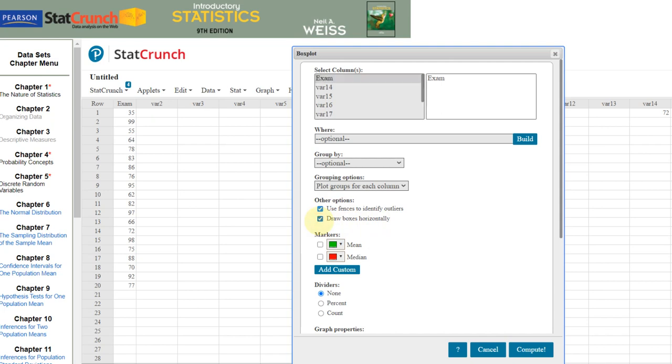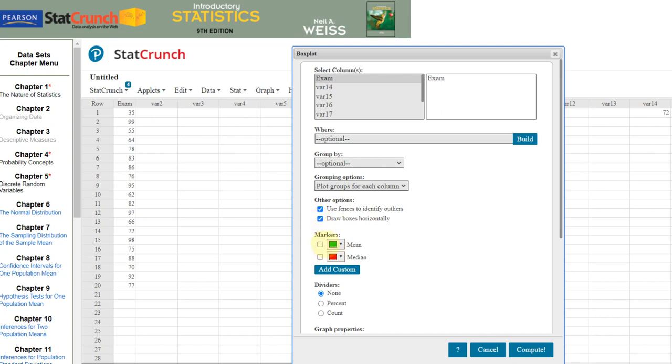And the reason is that I can connect to it better using the number line, because the number line goes in a horizontal direction. So I can quickly project minimum, Q1, median, Q3, and maximum. Those are the 5 numbers.